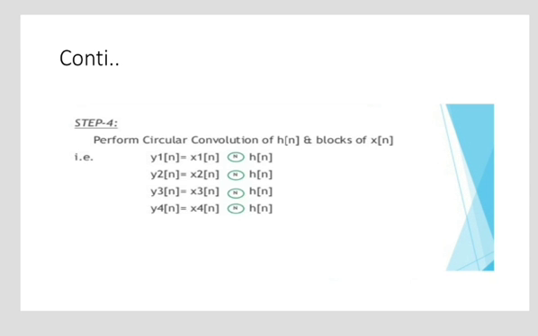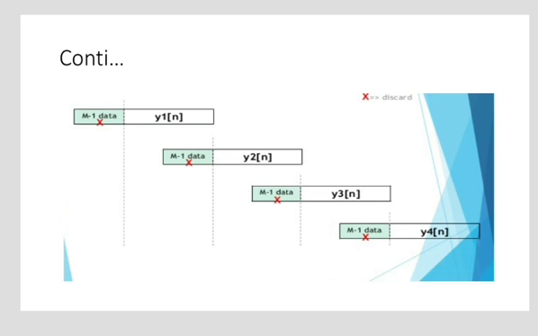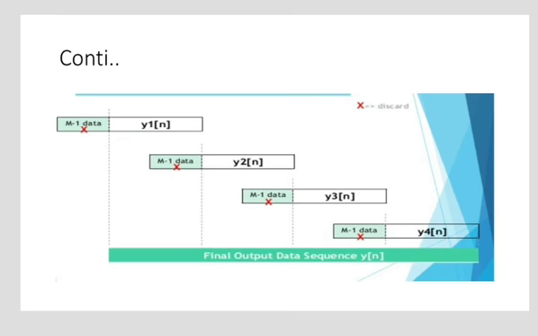Now the values of these y1 of n, y2 of n, y3 of n and y4 of n can be given like this, that is having first M minus 1 data, then y1 of n data, next is M minus 1 data, y2 of n data, next is M minus 1 data, y3 of n data, and next is M minus 1 data and the value of y4 of n data. Then these y1 of n, y2 of n, y3 of n and y4 of n are the final output data sequence y of n.